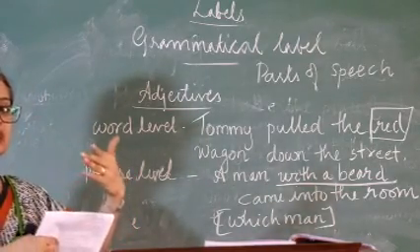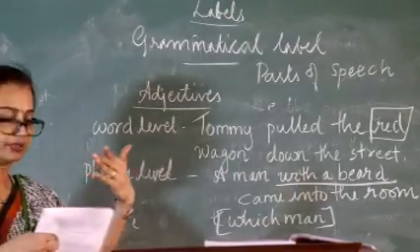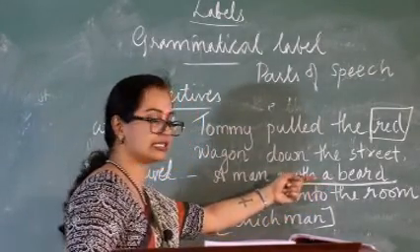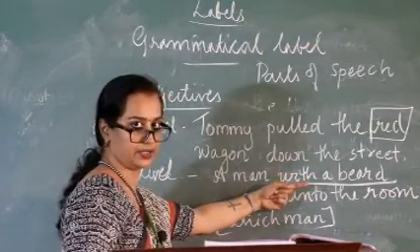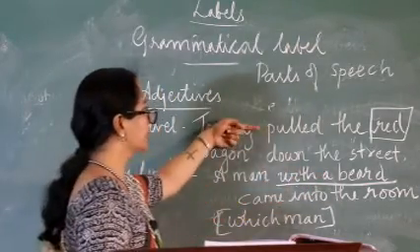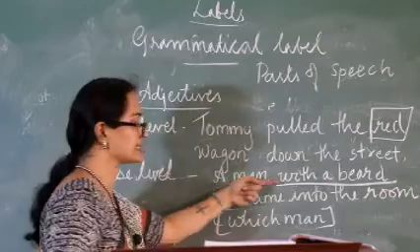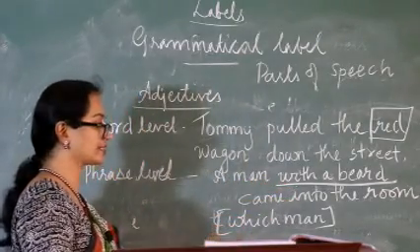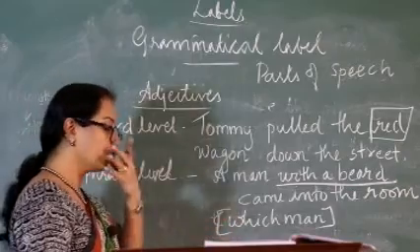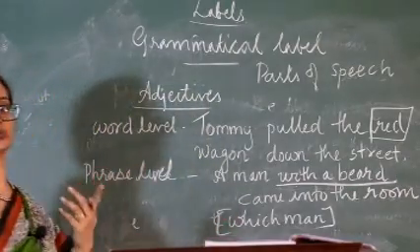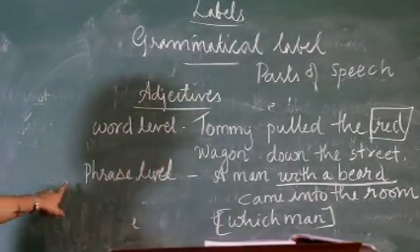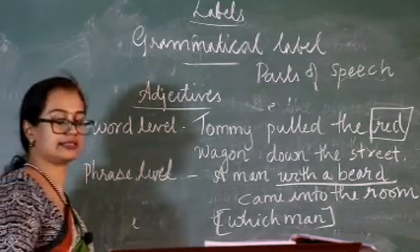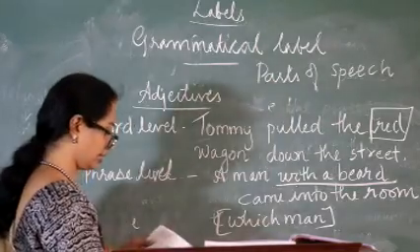The phrase becomes an adjective. The adjective is the describing word. The adjective is a phrase here. Okay, with a beard. Here it was a word, but here it is the phrase. Which man? It qualifies or answers the question. Which man? A man with a beard came into the room. So this is the phrase level, the word level, phrase level. Now let's next look at the clause level.